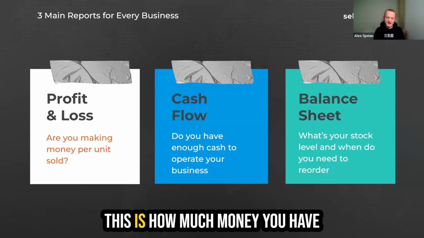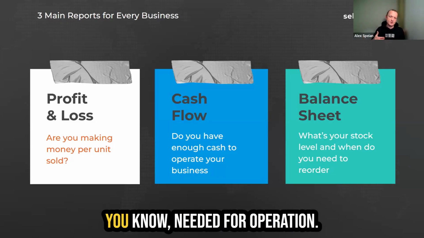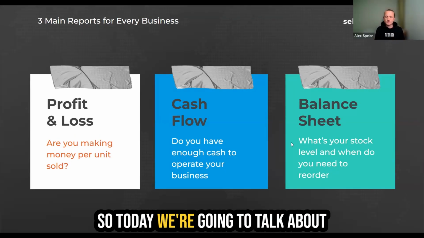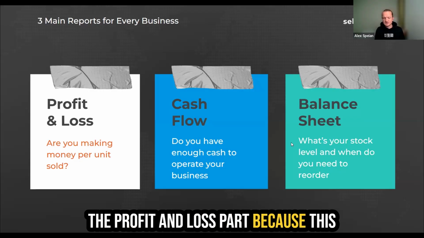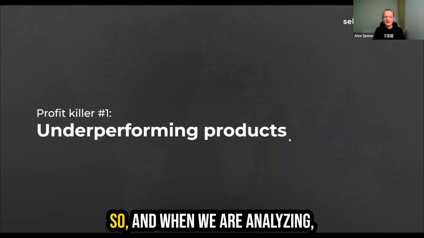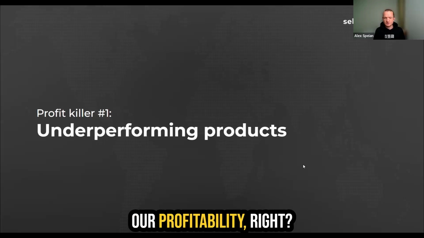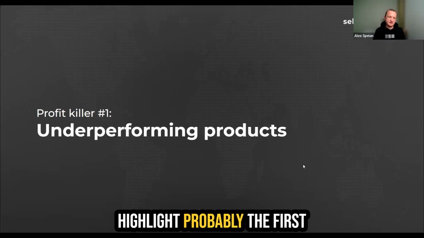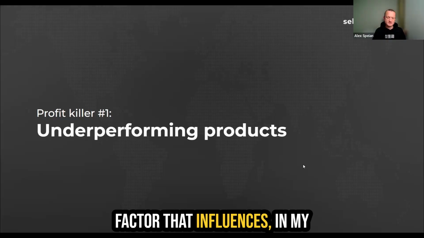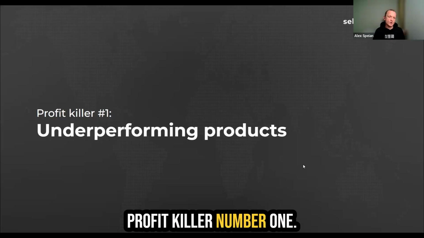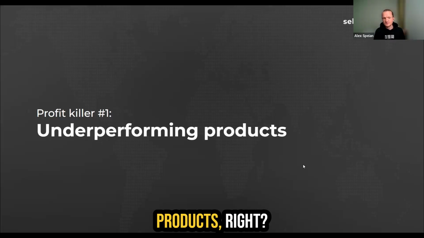Then your cash flow. This is how much money you have inside your business that is needed for operation. The profit and loss, the cash flow, and the balance sheet. So today we're going to talk about the profit and loss part, because this report helps us understand whether we are making profit per unit sold or not. And when we're analyzing those factors that influence our profitability, we can highlight the first factor that influences profitability the most, in my opinion. This is why we call it profit killer number one, and it's underperforming products.